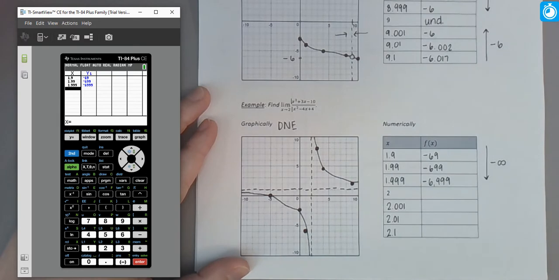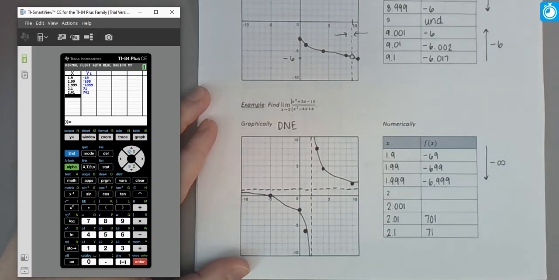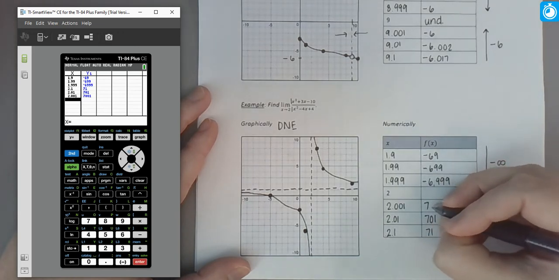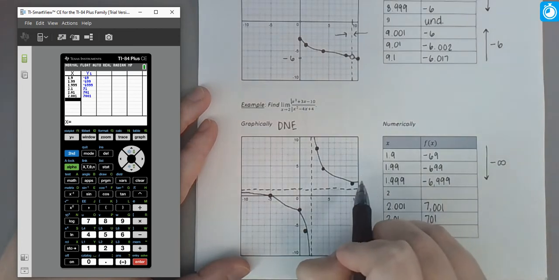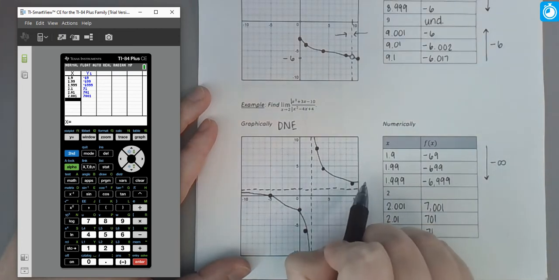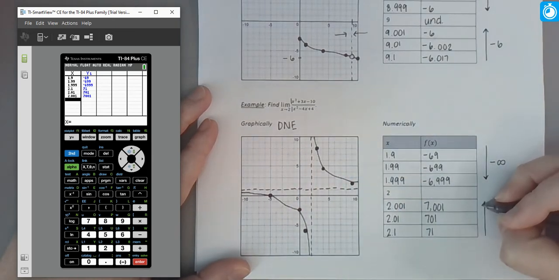Now what about approaching 2 from the right? So if we're at 2.1, our function value is 71. 2.01, we're at 701. And again, you can probably guess what's coming next. 2.001, 7001. So again, getting larger and larger as we approach 2 from the positive side, our numbers are going up towards positive infinity.